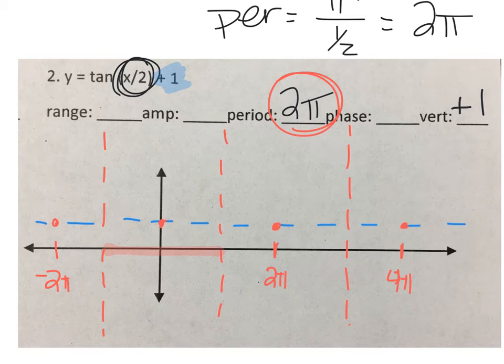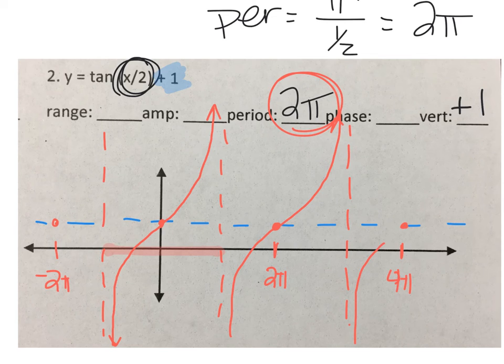So the graph of tangents, we should know, starts on the left side of the asymptote and proceeds through the 0 and goes out the right side of the asymptote. So all tangents start on the left asymptote, and they proceed through the 0 and go out the right asymptote. Okay, so the hardest part is probably figuring out where your asymptotes are, but once you get them in there, the graph of the tangent should be pretty easy to do.